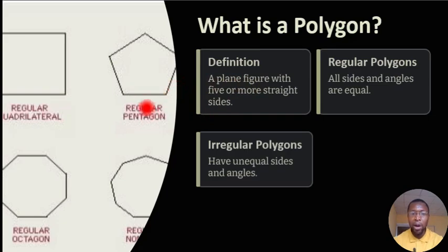All right, an example of this polygon is the pentagon. Okay, so a pentagon has 5 sides. For example, this is a pentagon. That is 1, 2, 3, 4, 5. So 5 sides. So actually, polygons are divided into 2 types.